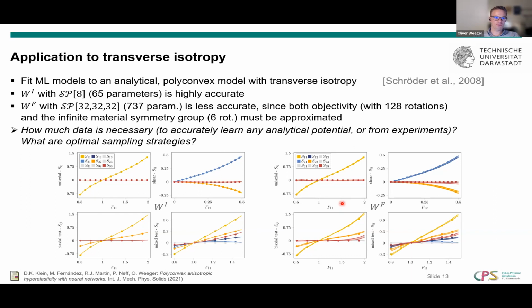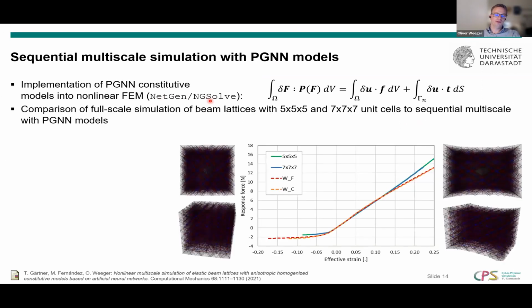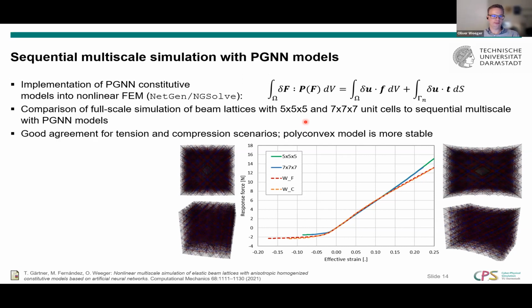But yeah, this is still a work in progress at the moment. Then we implemented these models in a multiscale simulation. So we had a nonlinear finite element code here, NetGen NG-solve, where we solved the weak form of the hyperelastic problem. We implement the constitutive models in it, and in this case, we compare the simulation of beam lattices here with 5 times 5 times 5 and 7 times 7 times 7 unit cells with the sequential multiscale simulation, where we simulate a continuum using our physics-guided neural networks.